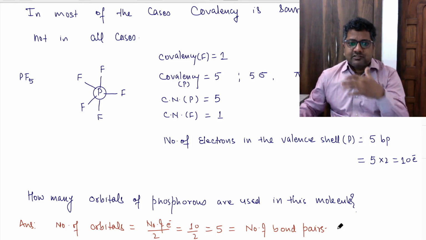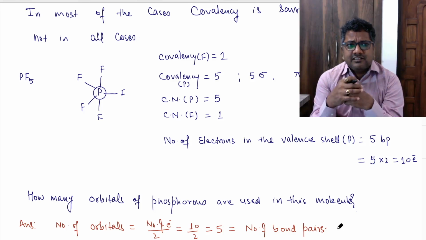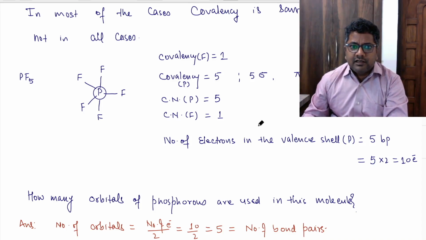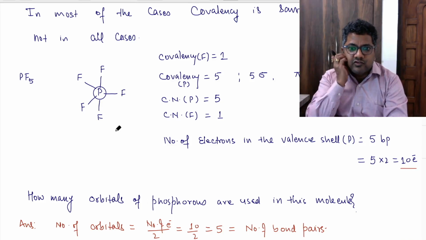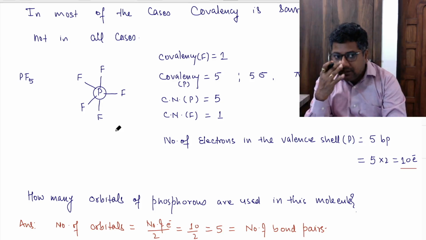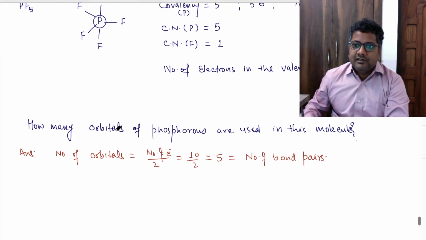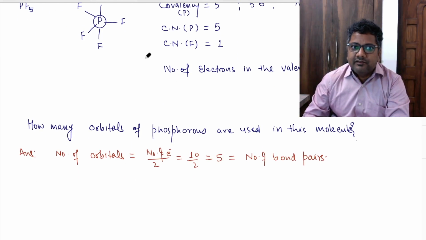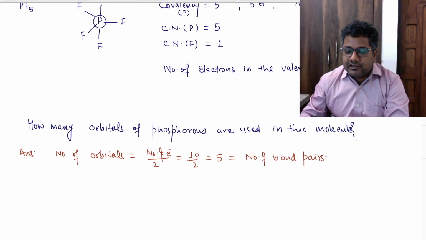So if it is asked, okay, tell whether this molecule is obeying the octet rule or not, you can say it is not obeying the octet rule here, because there are 10 electrons in the valence shell. So this is called superoctet. It is violating the octet rule, and it has more than 8 electrons in the valence shell, right? 10 electrons means superoctet.